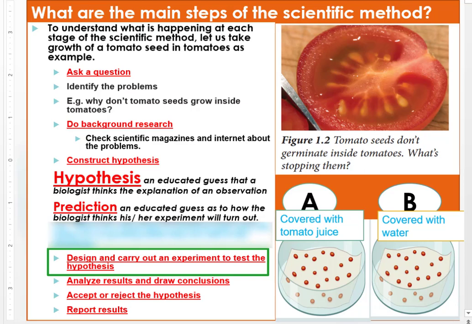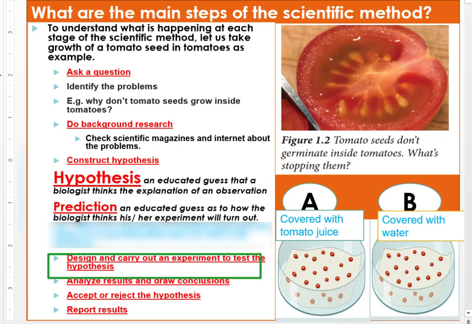Sixth, place them in a growth cabinet that will keep the temperature and lighting conditions constant. Seventh, leave them for 4 days. Eighth, check the number that have germinated in each condition. And ninth, repeat the experiment several times to enhance the reliability of the results.